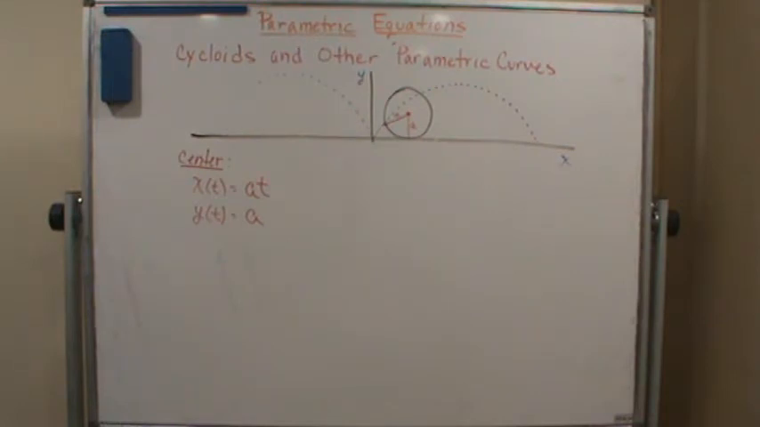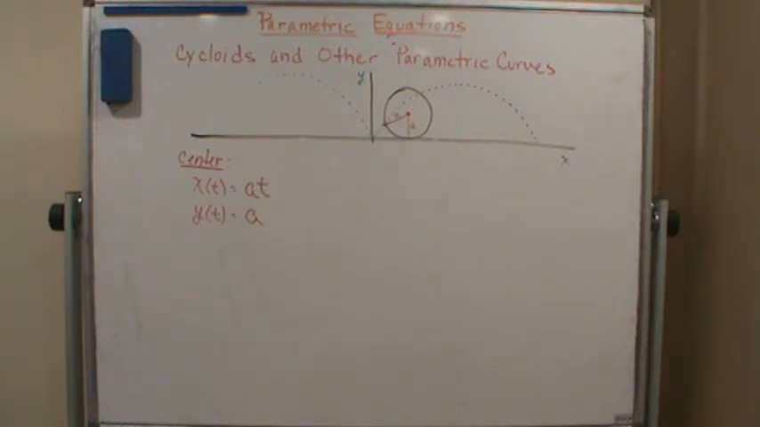Now, what about the chalk mark? How can we describe the position of the chalk mark that's on the tire of the wheel, let's say, or on the edge of the circle? It's rotating around the center on a circular path as the circle is also moving left to right in a clockwise direction, whereas moving left to right on the x-axis.